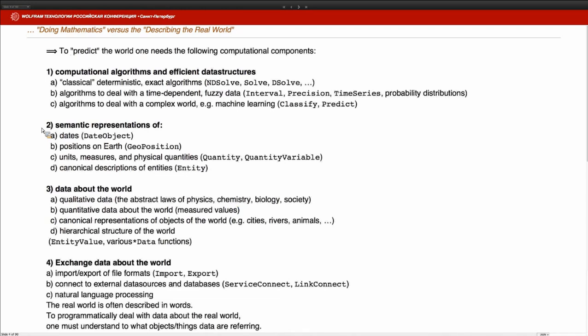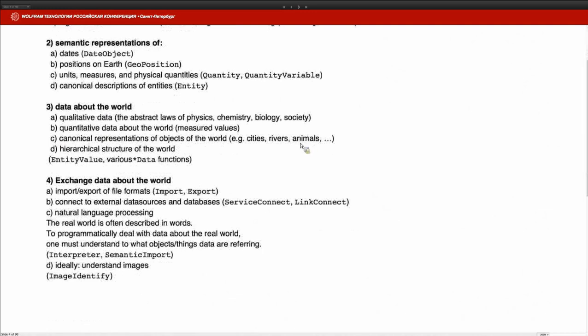To represent the real world semantically, we need, as I mentioned, dates. We have the function DateObject, positions on Earth, units, measures, and we need a thing, like a city, a type of a car. I will speak about this more later. Then we need the actual data about the world. We have a thing like a river, an animal. We need to quantitatively describe it. How tall will it get? How many babies will it have? How long is it pregnant?